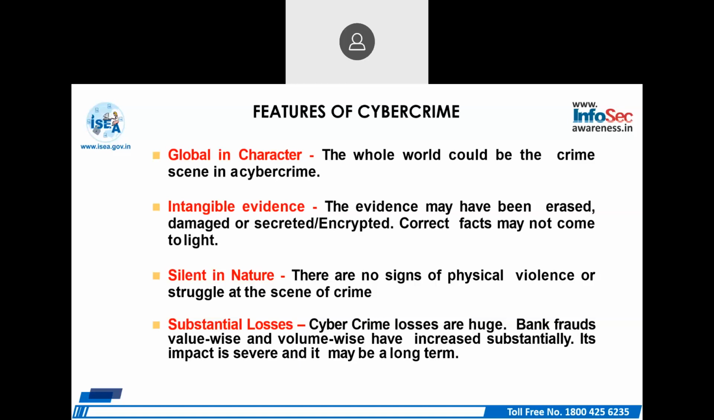Second is intangible evidence. However, in a lot of criminal cases the evidence may be erased, damaged or encrypted.